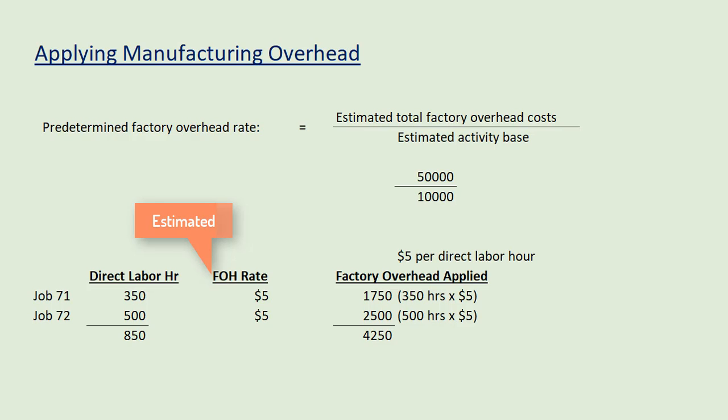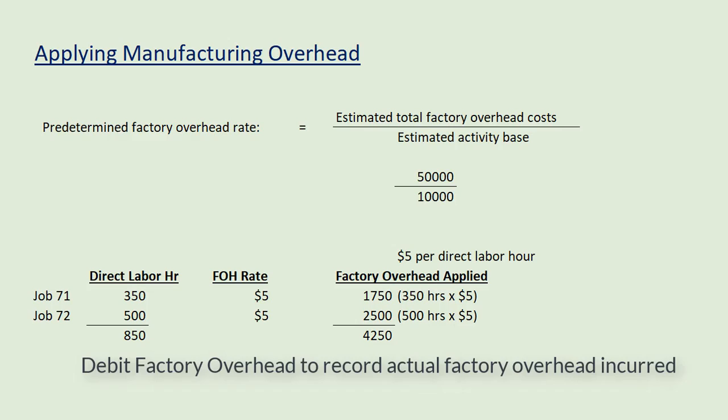And we apply that to the actual amount of direct labor hours. And this is called factory overhead applied. It's different from factory overhead actual, the actual amount of factory overhead. Actual factory overhead is what's incurred in production, whereas this is the factory overhead applied. We use an estimated rate, a predetermined factory overhead rate, and we apply that times the actual direct labor hours.